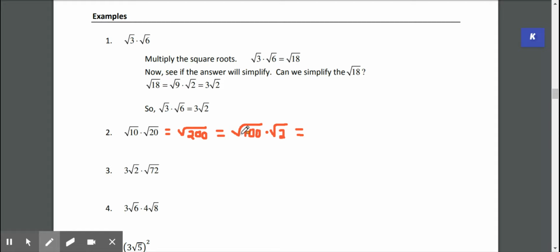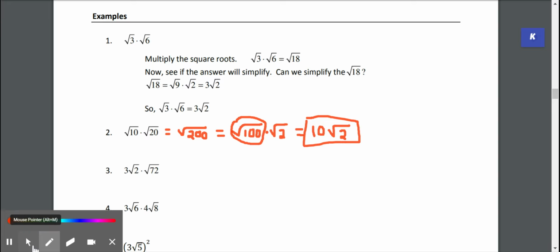Okay. Now, when we simplify this, the square root of 100 is going to give me 10. Square root 2 we can't take, so it stays underneath the radical, and that's going to be my simplified solution.